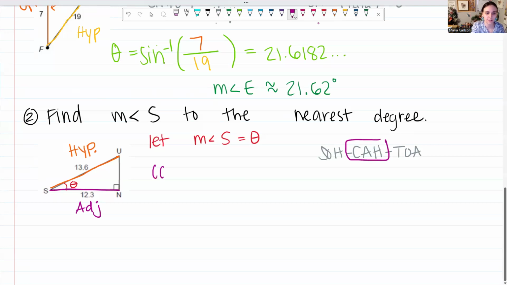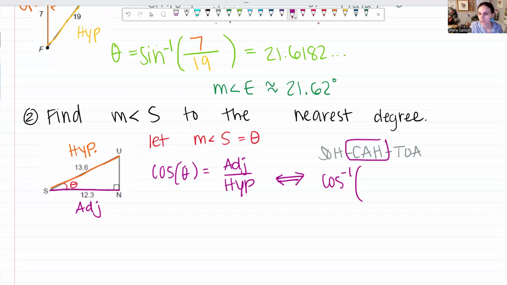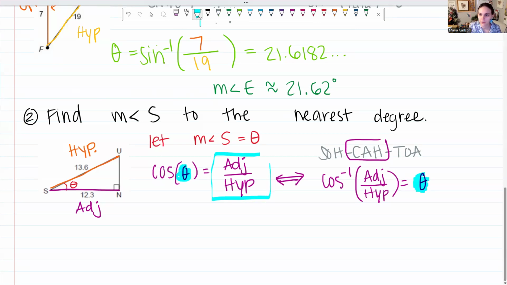So, TOA, but I have the adjacent and the hypotenuse, so that leads me to cosine. So I'm going to use the fact that cosine of any angle theta is equal to the adjacent over the hypotenuse, which means then the opposite of this, the inverse cosine, cosine to the negative first power of that ratio, adjacent over hypotenuse, equals the angle theta. Literally just flipped. What was in the parentheses in the first ratio is now outside, and what was outside in the first ratio is now inside the parentheses.